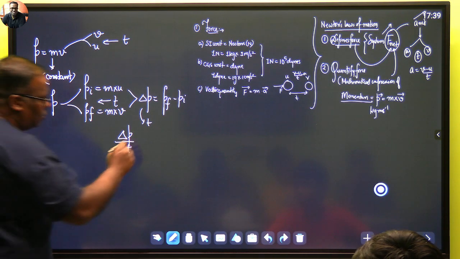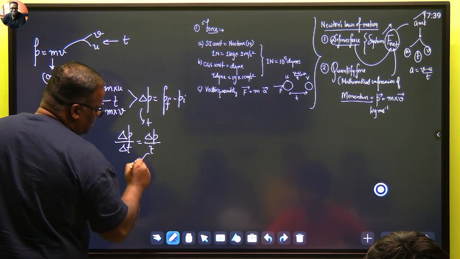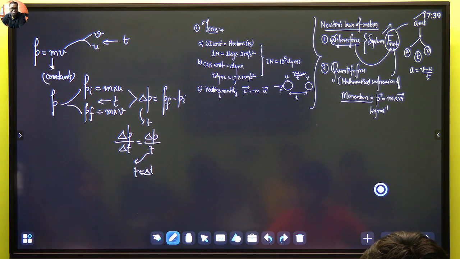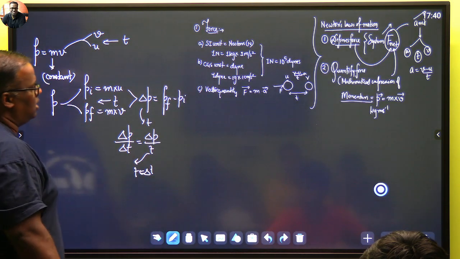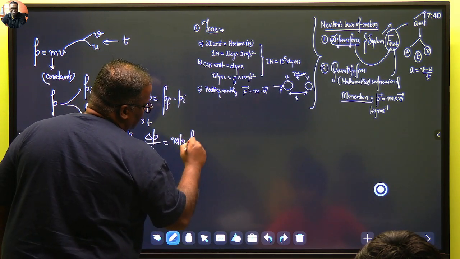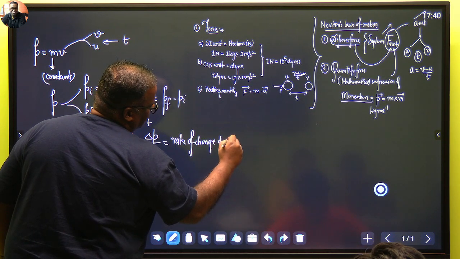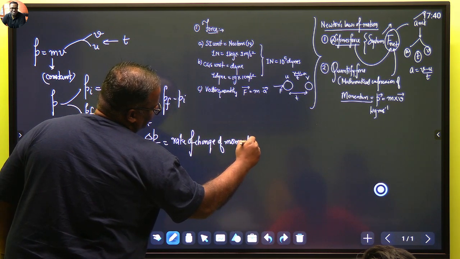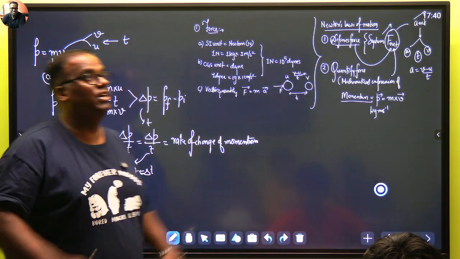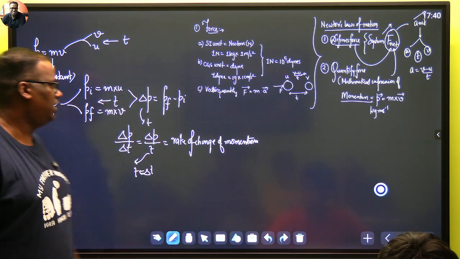Or we can also write this as delta p over t, where t is equal to delta t. T is the time, the change in momentum over change in time. The change in time is t. इसको हम बोलते हैं rate of change of momentum, rate of change of momentum, rate of change of mass, final mass minus initial mass, at what rate? Rate means always with respect to time, rate of change of momentum.